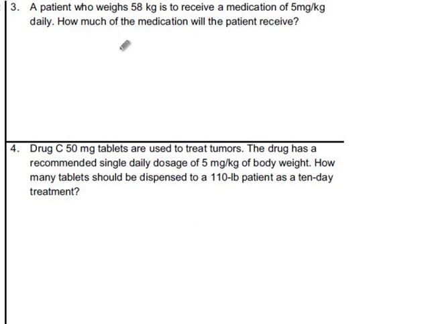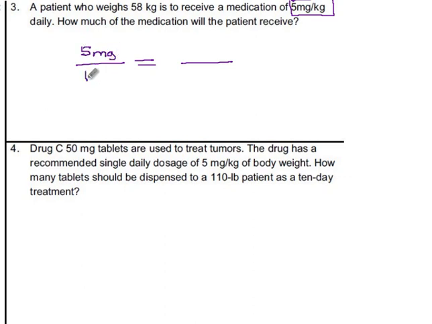A patient who has a mass of 58 kilograms is to receive medication of 5 milligrams per kilogram daily. So we set these up by doing fraction equals fraction. And the first thing we're told is 5 milligrams per kilogram, which is something you might be getting used to seeing. It happens a lot.